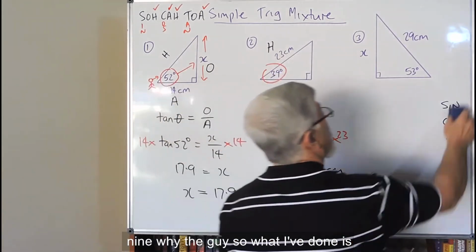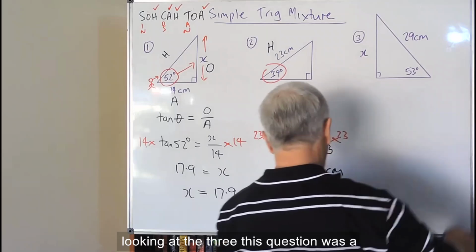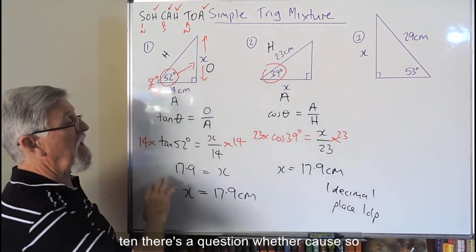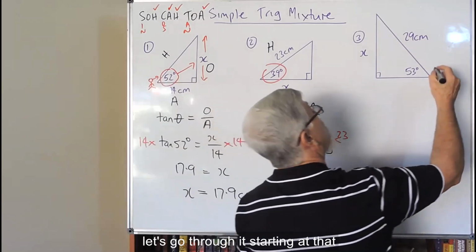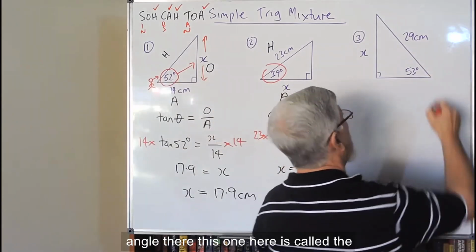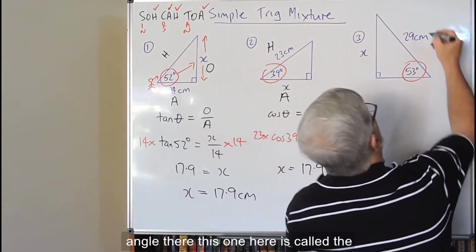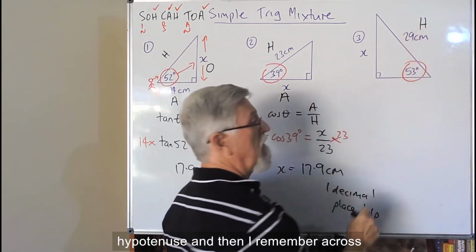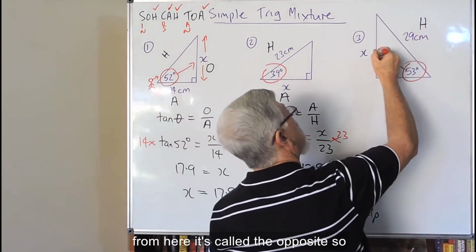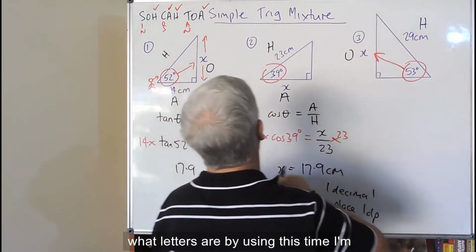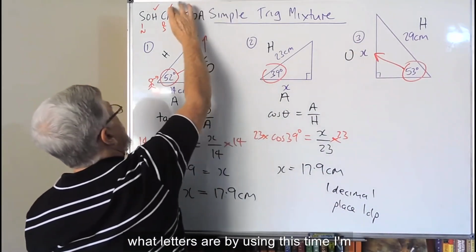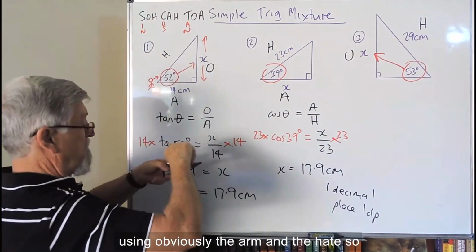One to go. Looking at the three, this question was a tan, this question was a cos, so this one's obviously going to be a sine. But let's go through it. Starting at that angle there, this one here is called the hypotenuse. Now remember, across from here is called the opposite. So what letters am I using this time? I'm using obviously the O and the H.